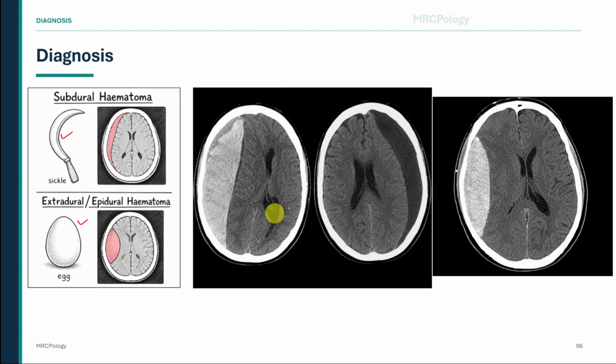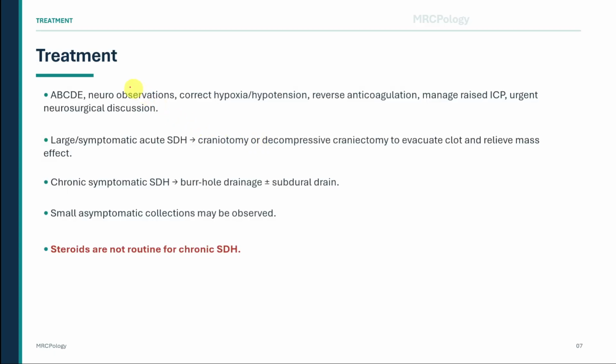Urgent CT is needed after head injury if there is reduced Glasgow coma score, focal neurology, seizure, signs of skull fracture, repeated vomiting, or high-risk anticoagulated patients. The key clue is not just the trauma itself, but neurological change after trauma, especially in an elderly or anticoagulated patient. Management begins with an emergency approach.